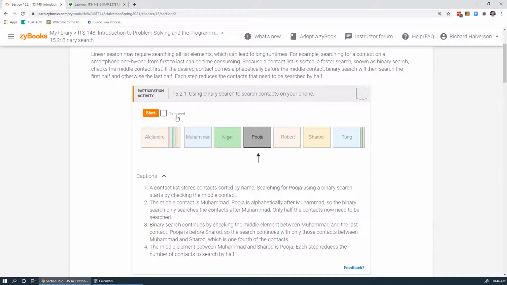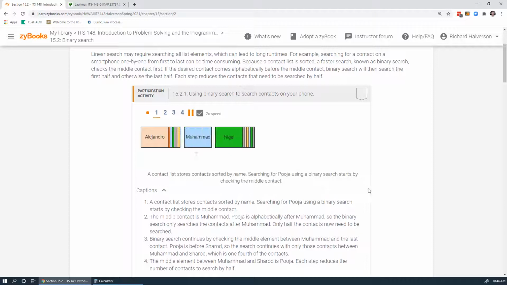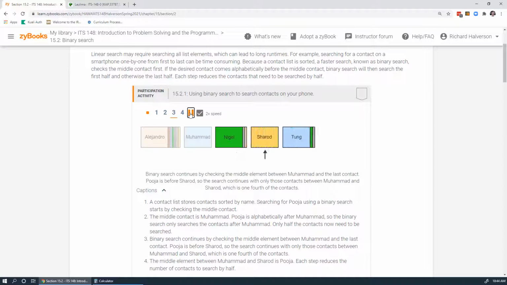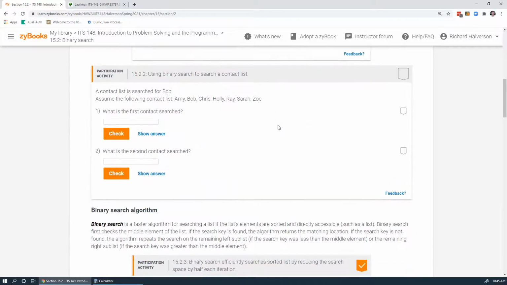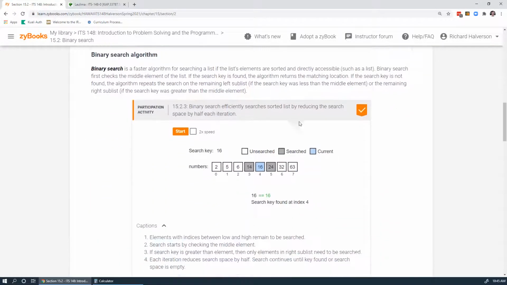So this shows an example of a binary search searching for somebody, and we're searching for Puja. Each time we split it in half, and we're either going to the lower half or the upper half, and we either find it or not. In this example, we found it. You can look through that more.